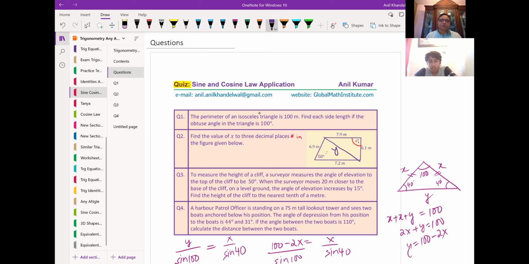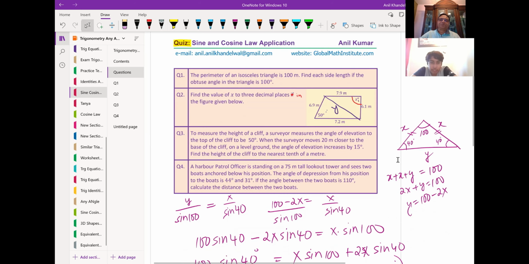Try the next question. Please read question number 3. To measure the height of a cliff, a surveyor measures the angle of elevation to the top of the cliff to be 50 degrees. When the surveyor moves 20 meters closer to the base of the cliff on level ground, the angle of elevation increases by 15 degrees. Find the height of the cliff to the nearest tenth of a meter.